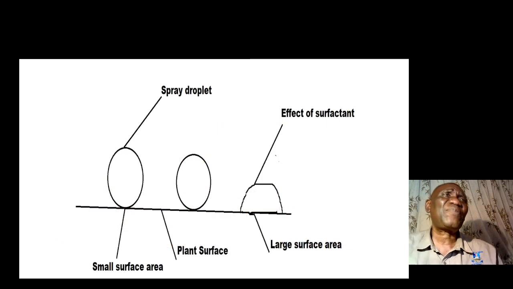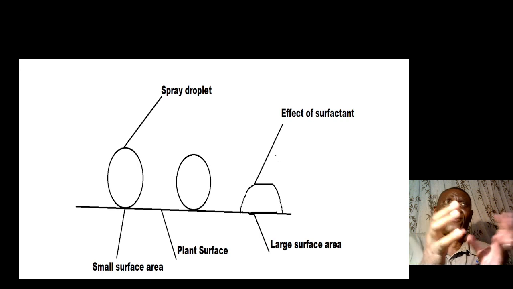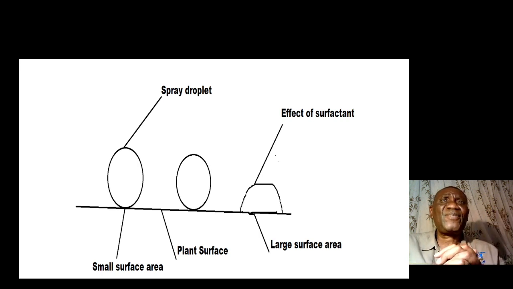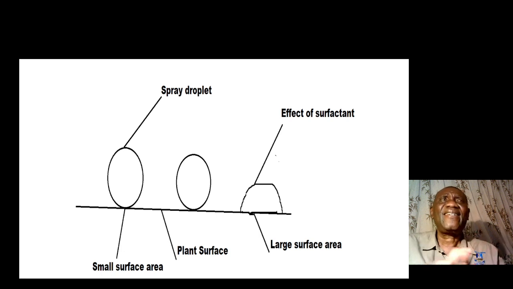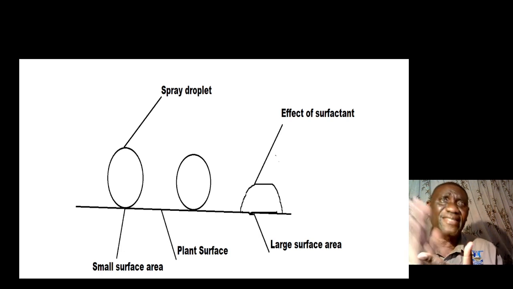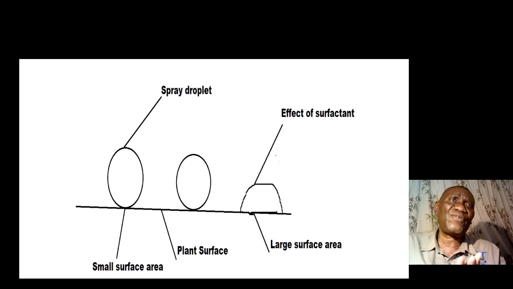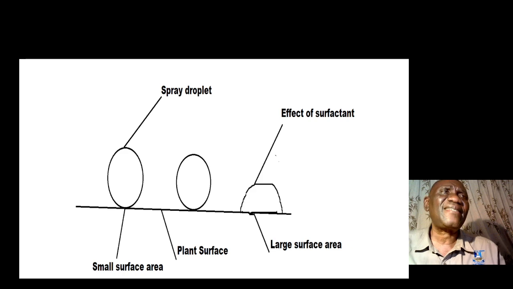Like I indicated before, you start with a circle-shaped droplet which can easily move away from the surface. So you need to add something inside the water to flatten the bottom of the droplet so that it can actually stay on the surface. Once it stays, you improve the efficacy of the pesticide.